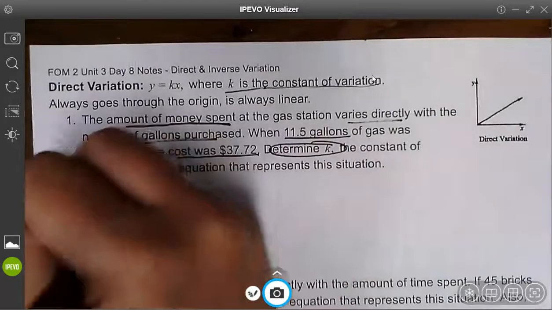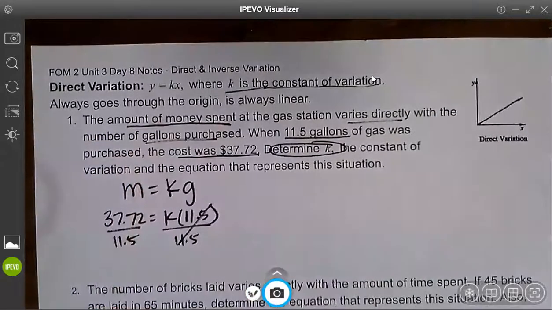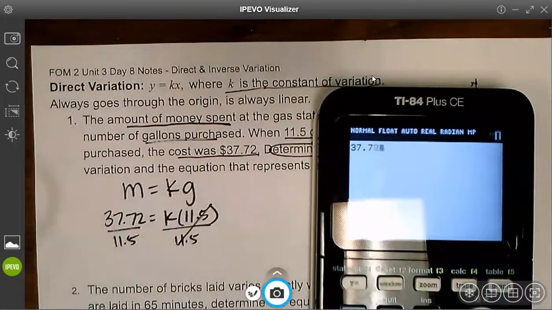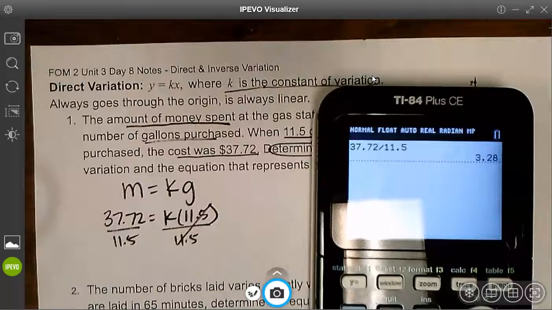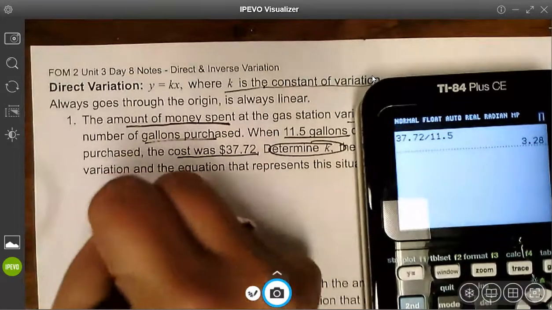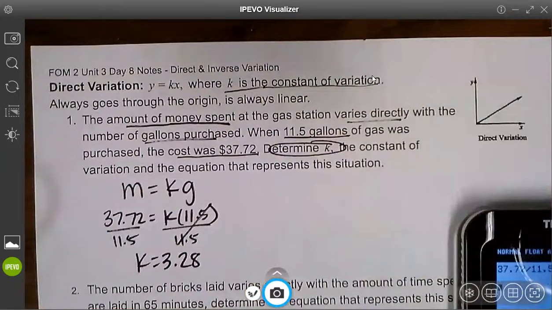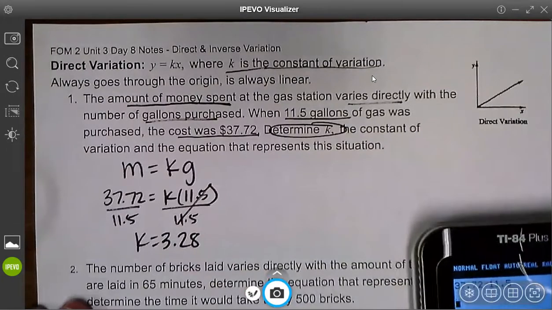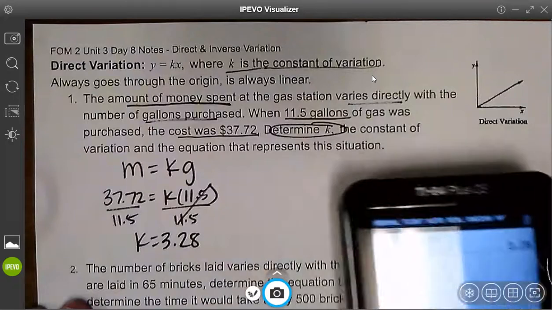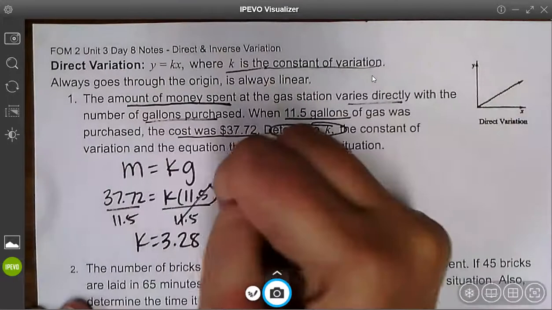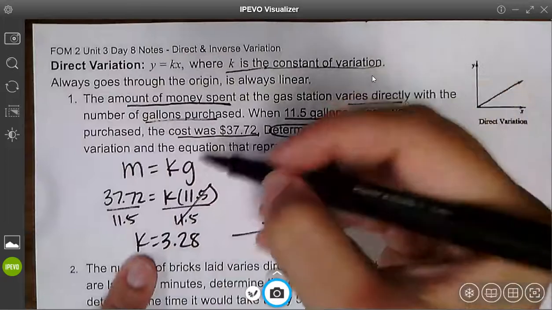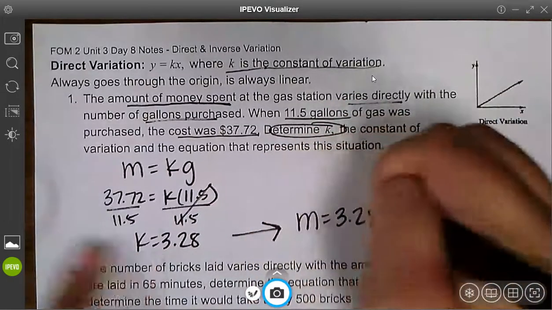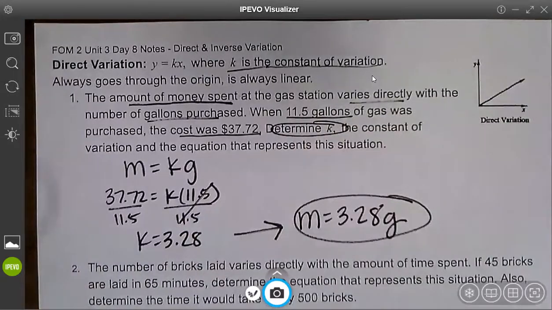Divide both sides by 11.5. 37.72 divided by 11.5 is 3.28. So my k is 3.28. What this means in this context is that gas is $3.28 per gallon. The problem asks to determine k, the constant of variation, and the equation that represents this situation. So whenever it's asking you for the equation, you're just plugging that k into the equation you came up with. M equals 3.28G. That is my equation.